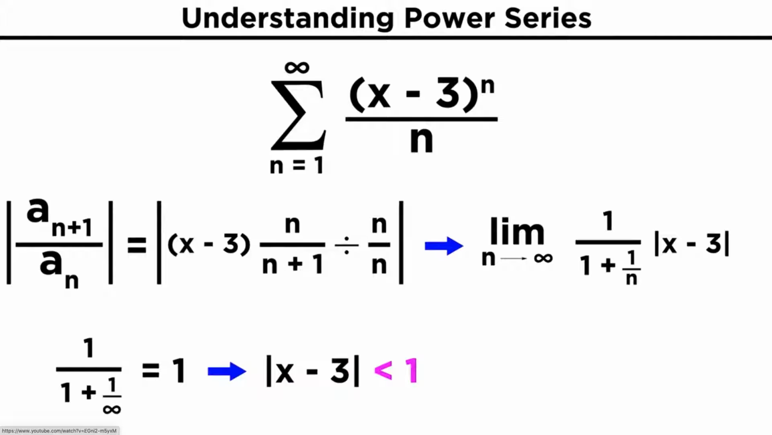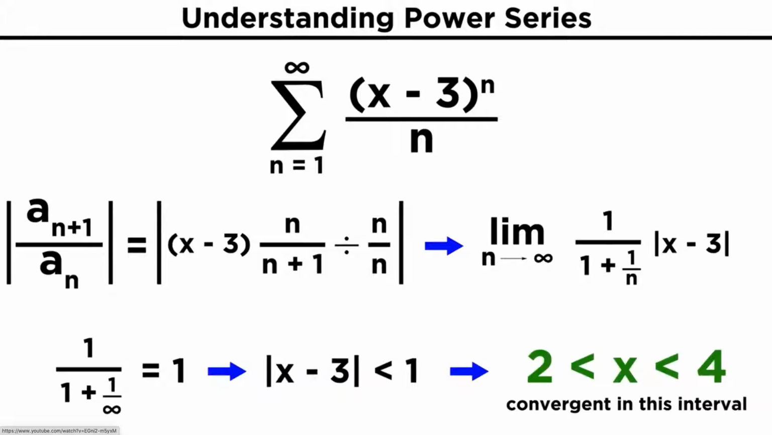So given the absolute value, we know that x minus 3 must be less than 1 and greater than negative 1. Adding 3 throughout, we get x as being between 2 and 4. So those are the values for which the series converges. Remember doing that? You had a couple homework questions where you had to do that.